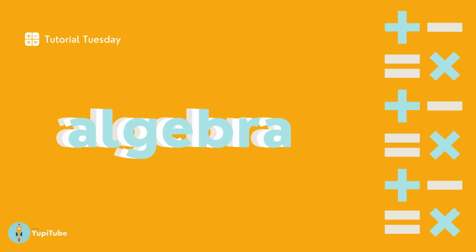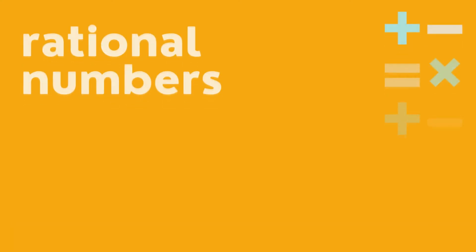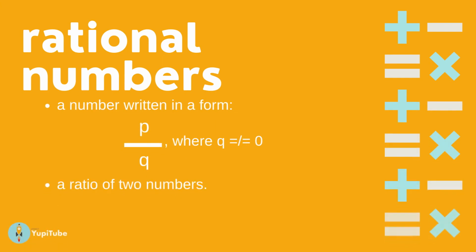For today's trip to the world of algebra, we will learn about properties of real numbers, addition, and subtraction of rational numbers with variables. Rational number. It is a number which is written in the form P over Q, where Q is not equal to 0. In other words, it is a ratio of two numbers.